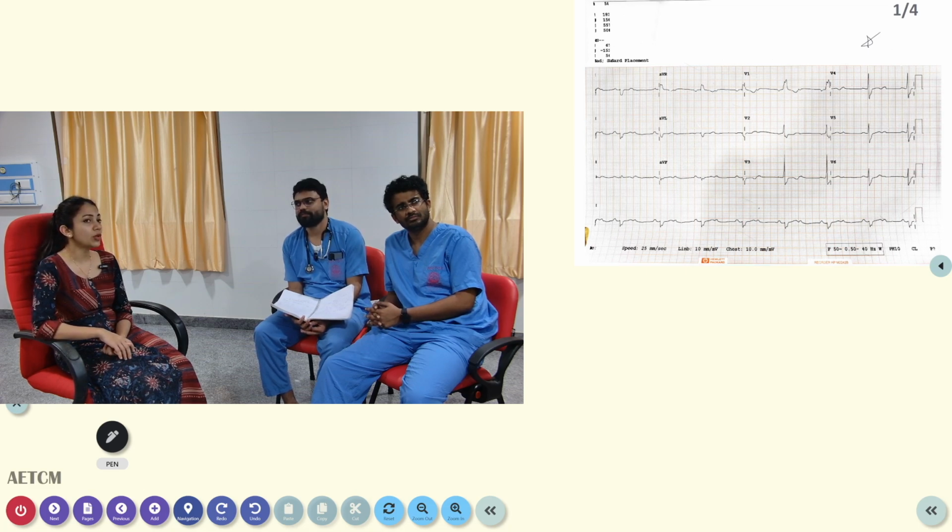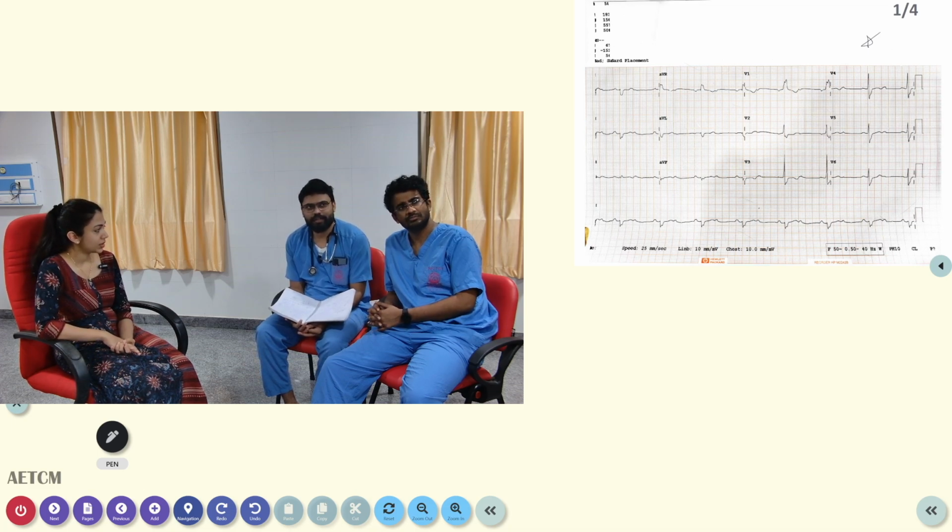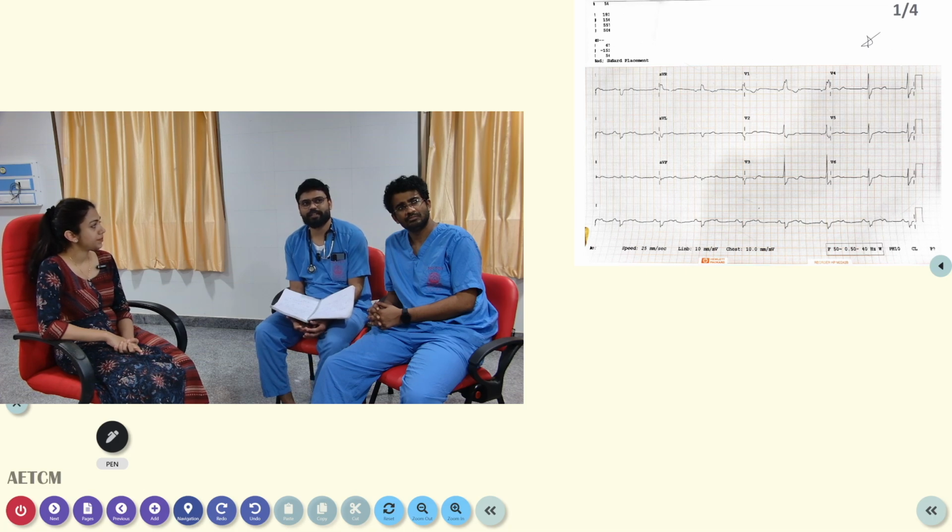So what is bifascicular block, trifascicular block and all? Right bundle branch block with a leftward axis is a bifascicular block. If the right bundle branch block with leftward axis has a fixed PR interval, that becomes a trifascicular block. LBBB itself makes a bifascicular block.